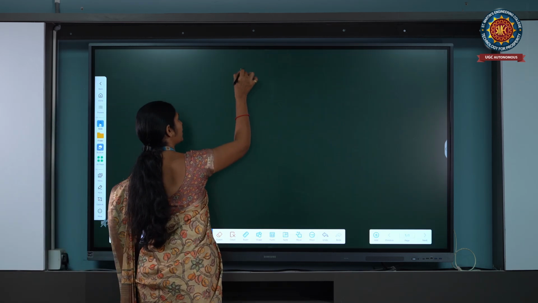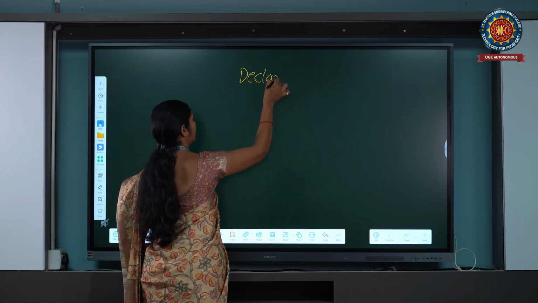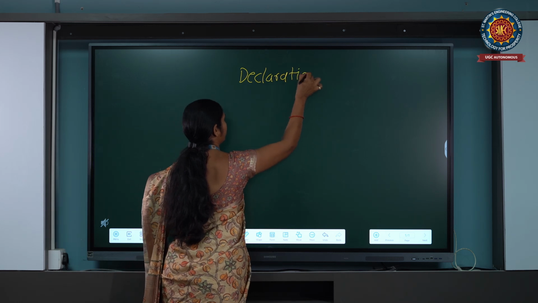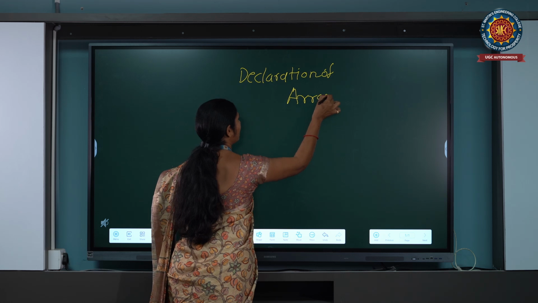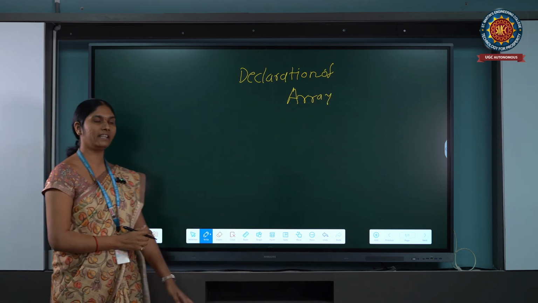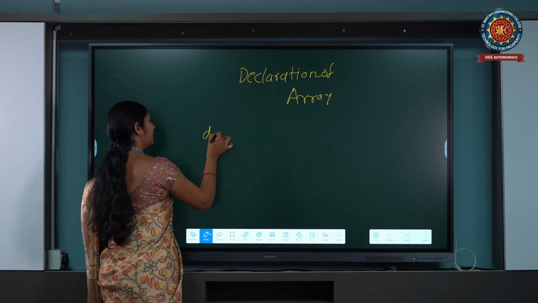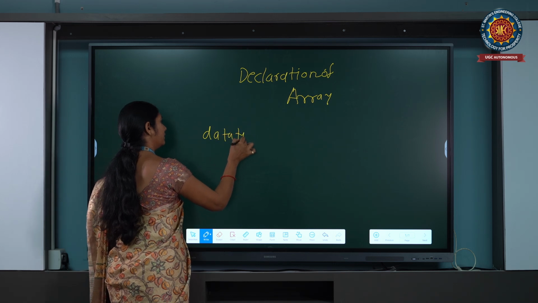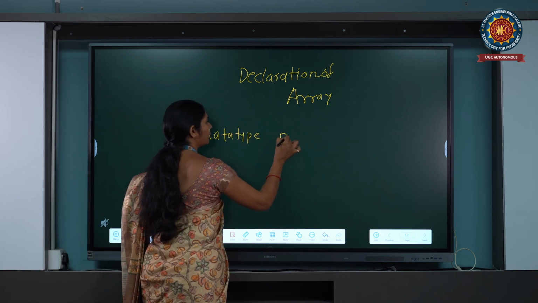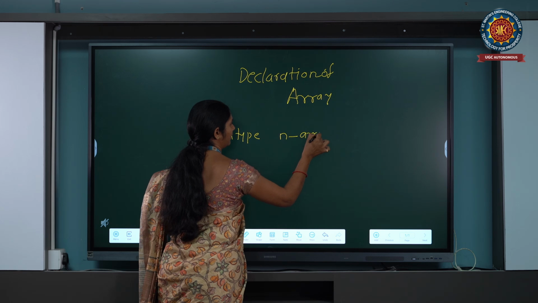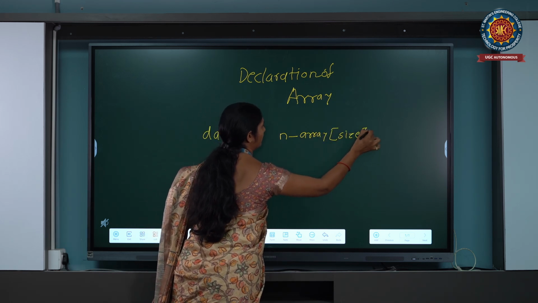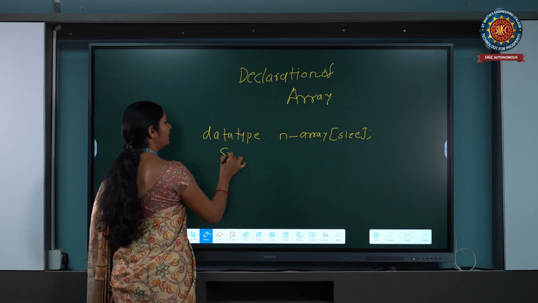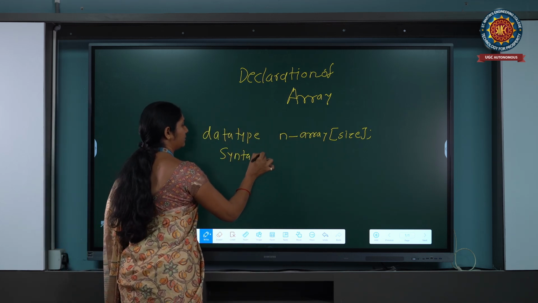Declaration of array. Suppose we want to declare an array. First we write its data type, then write down the name of the array, and we mention some size. This is the syntax for the array declaration.